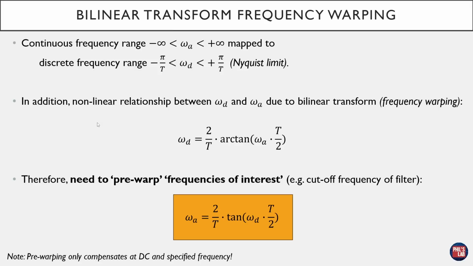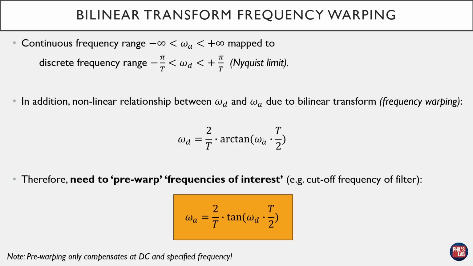In addition to this mapping, it turns out if we apply the bilinear transform, and there are many derivations of this, that there's a nonlinear relationship between the resulting frequency mapping. And we can see that nonlinear relationship is something to do with the arctangent, so a fairly nonlinear function. What we therefore need to do, and I'll show you how to do this later on, is pre-warp frequencies of interest using the equation below. So basically this is the inverse mapping of the above expression.